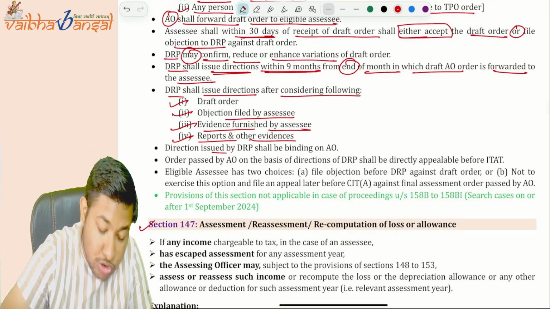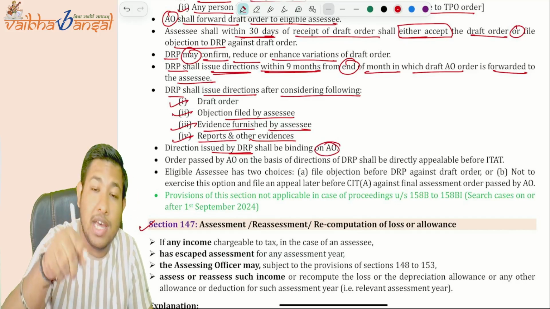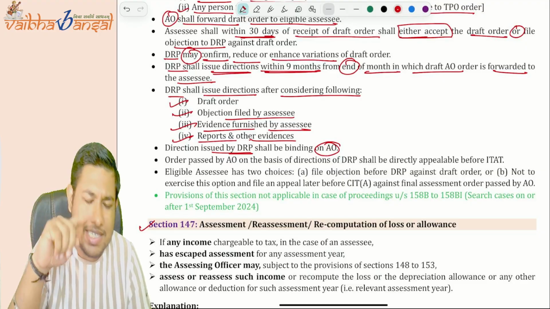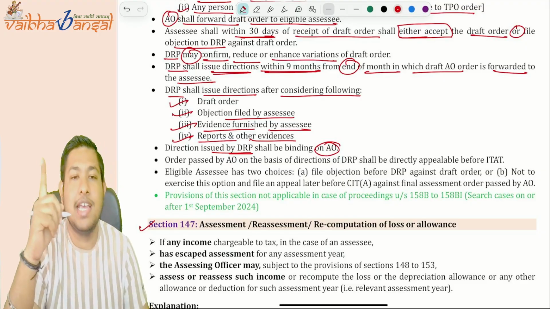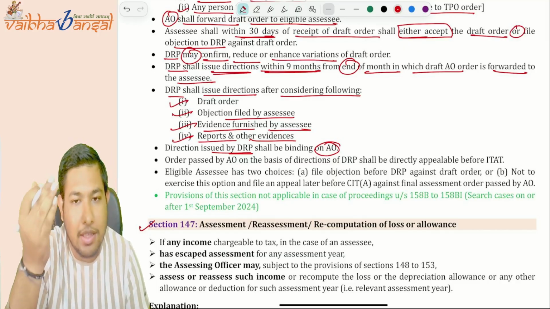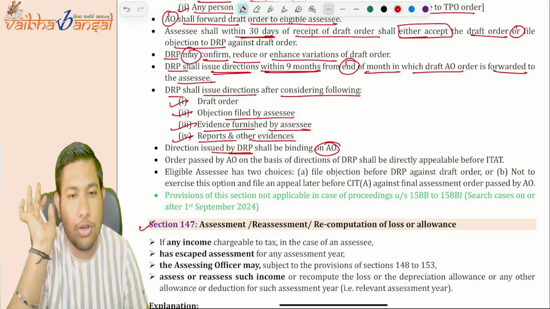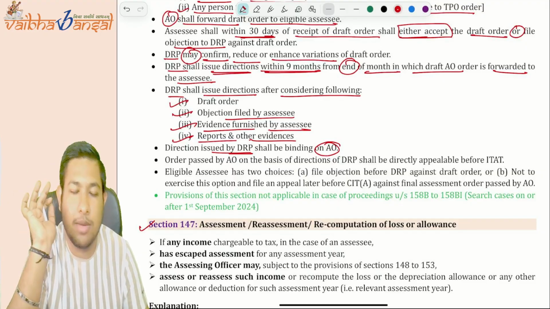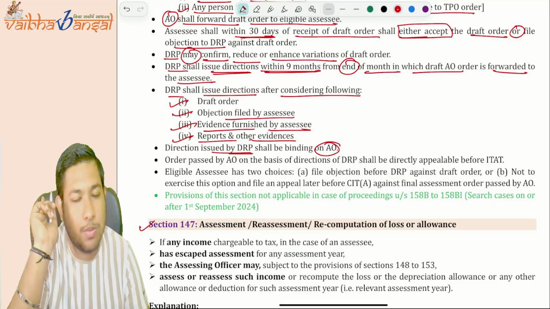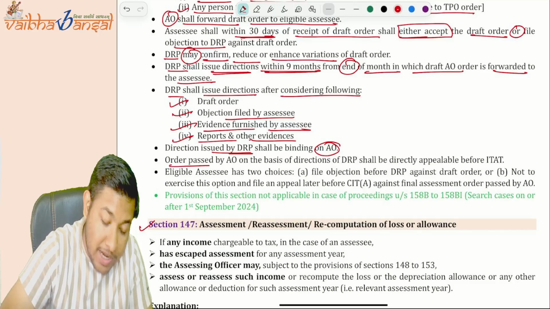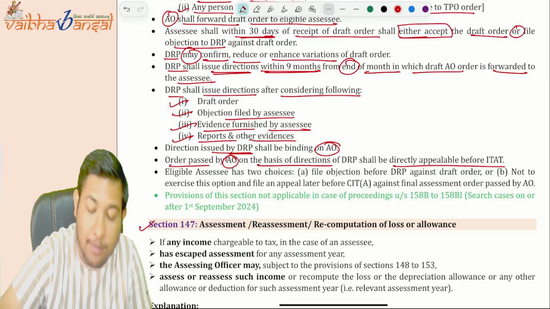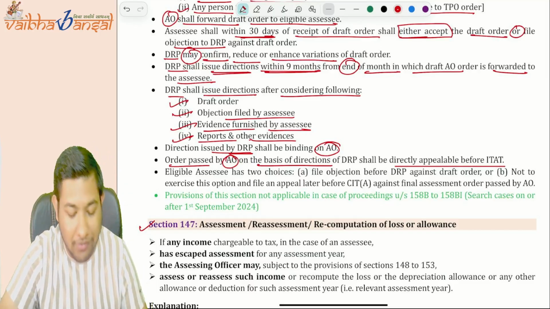Now, the direction issued by the DRP shall be binding on the assessing officer. But the assessee can challenge it. Yes, the assessee can challenge it in a higher authority like ITAT. After the DRP, there is a higher authority called ITAT where you can go and challenge the particular order. But for the assessing officer, it should be binding. An order passed by the assessing officer on the basis of the directions of the DRP shall be directly appealable to the ITAT, which I have already said to you.